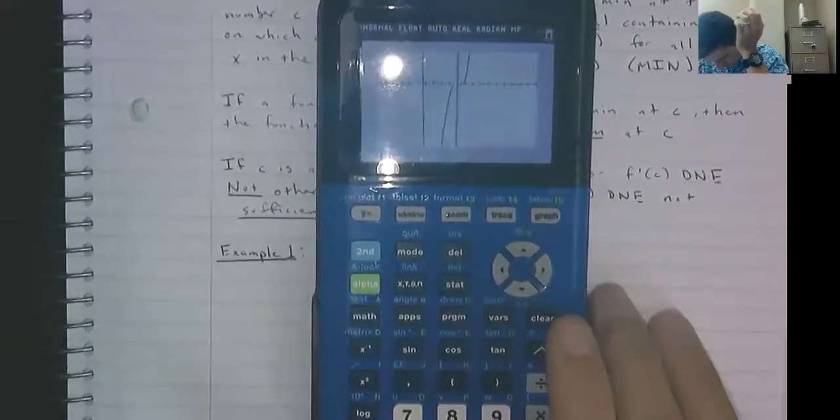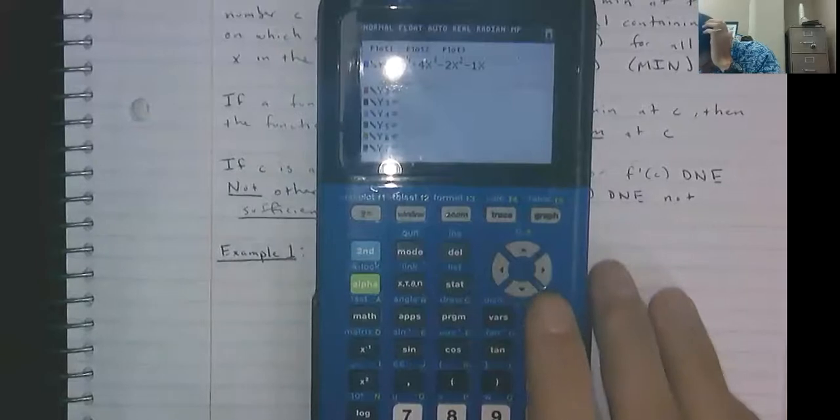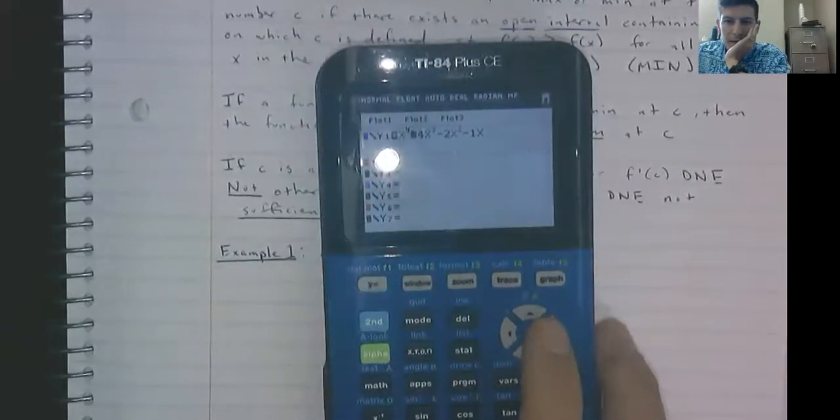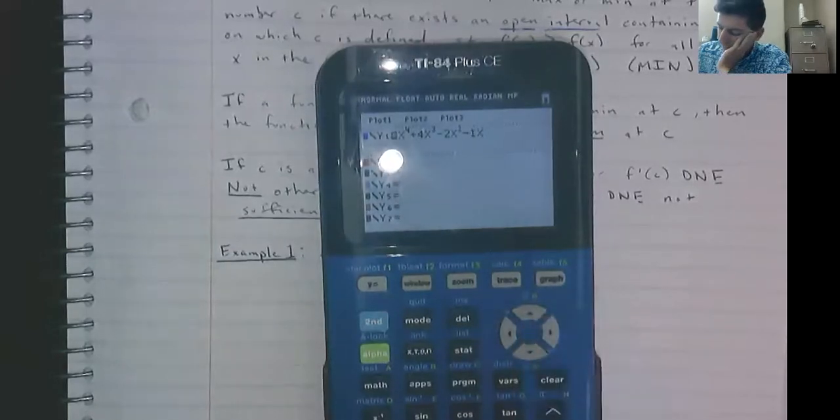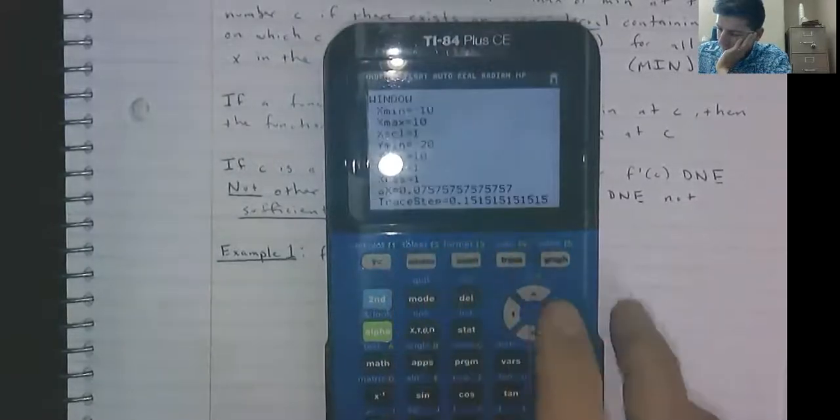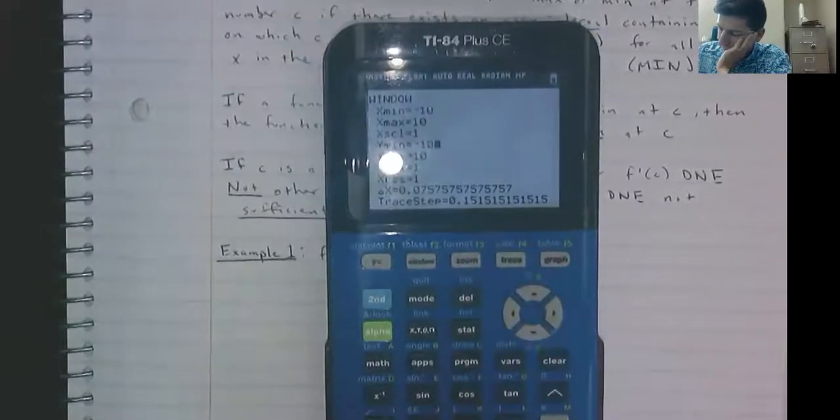Did I screw this up? Are we working the right function? x to the 4th plus 4x cubed minus 2x squared. Oh, classic mix-up. Forgot the 12. Sorry about that. 12x, not 1x. That'll make all the difference. So back to our regular window, I think that'll work. Go to negative 10. Okay.